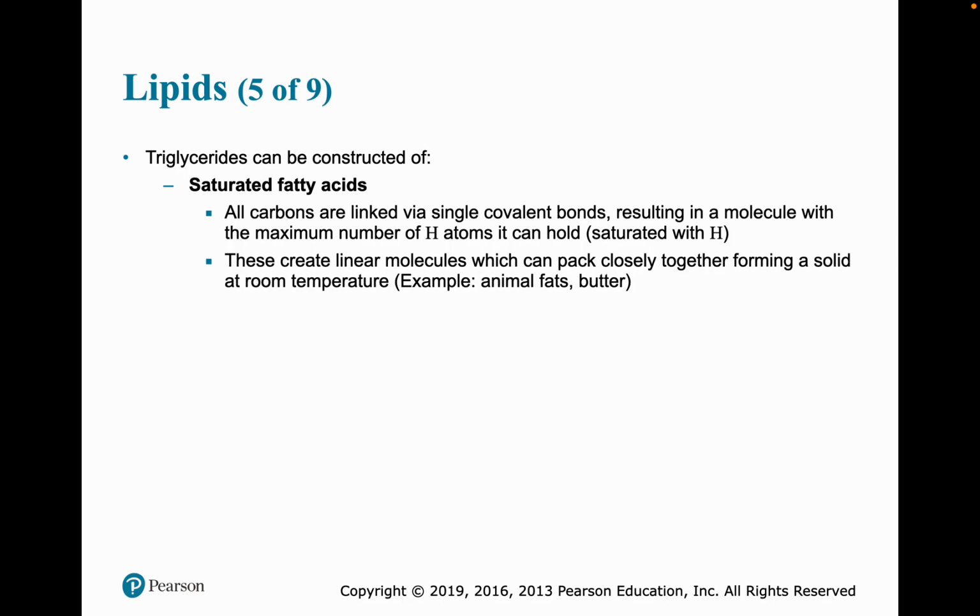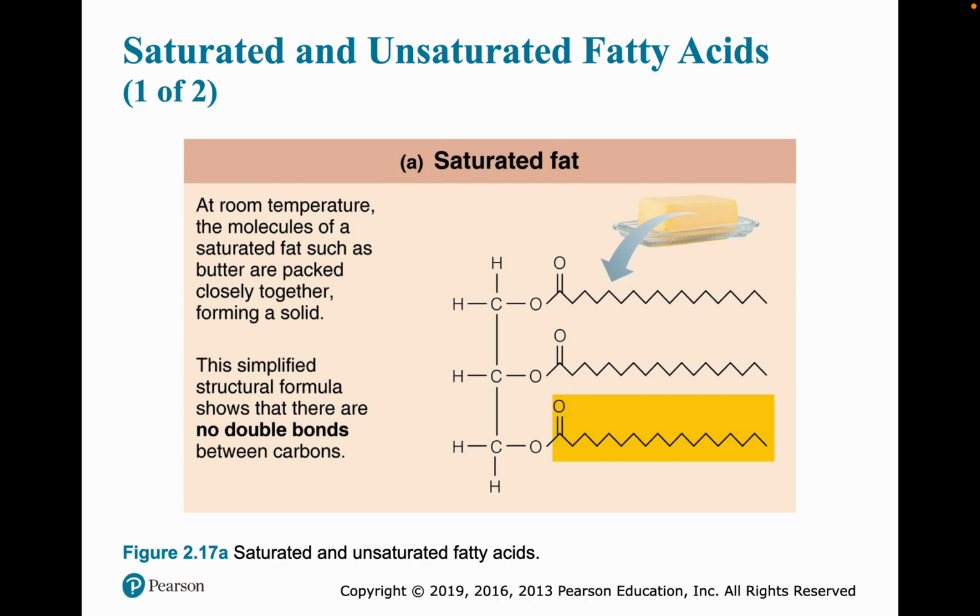So a triglyceride can be composed of saturated fatty acids in which all the carbons are linked through single covalent bonds, which means there are 4 different things bound to each carbon. They give you a more linear molecule that packs closely together, forming a solid at room temperature. So typically animal fats or butter are saturated fatty acids. We'd see here.